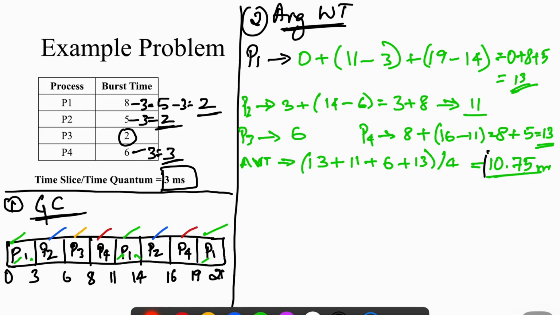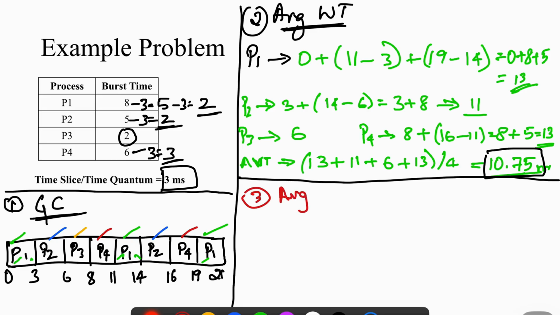So simple thing, 10.75, I'll just mark it. 10.75 is done. Now, what is the next step? The last step and third step is the average turnaround time. Now this is again quite simple. We'll not worry about this too much. I just want to know when P1 completed 100% of its execution. So P1 completed here, it is 21 milliseconds.